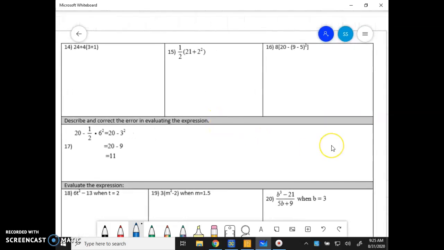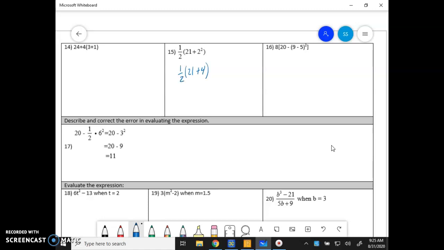Let's do 15 together. So I've got some grouping symbols, so I know I have to do that first. So once I'm inside here, I have addition or exponents, so I need to do the exponents before I add. So 2 squared is 4. So if I were to update this problem, it would be 21 plus 4.